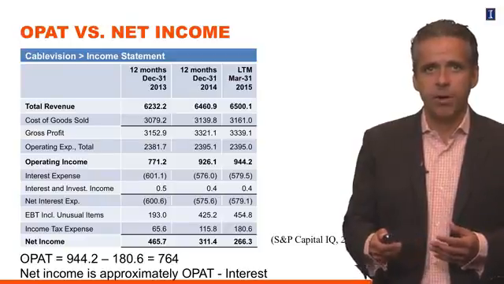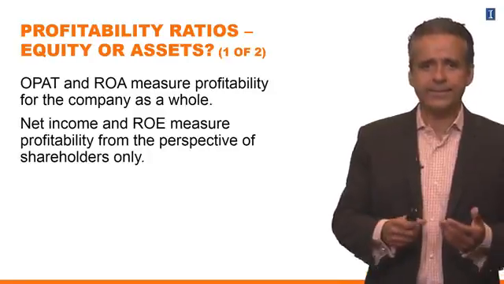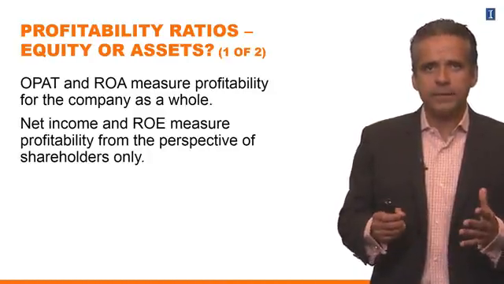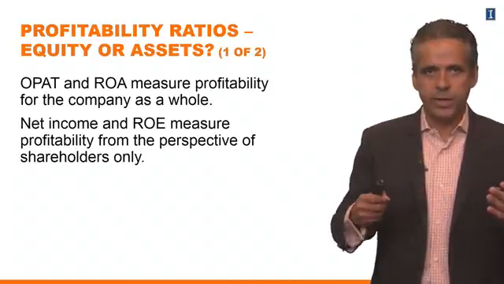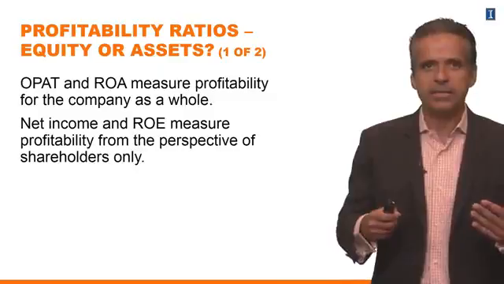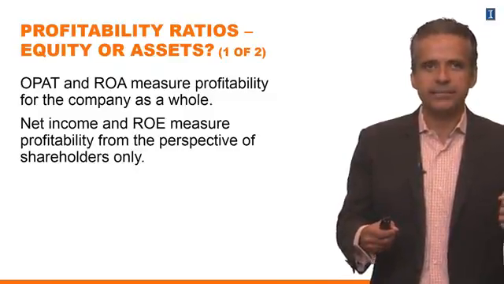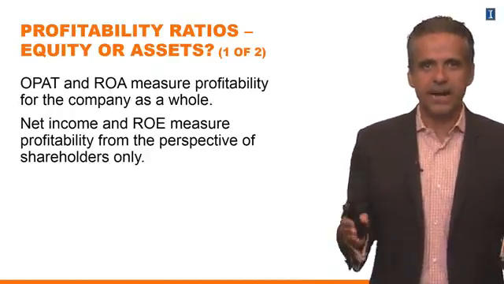Okay? So what's the right way to think about that? If you think about OPAT and ratios that are based off OPAT, like ROA, what you're going to be doing is measuring profitability for the company as a whole, right? So they are up there in the income statement. For Cablevision, for example, you're measuring the profit for the entire company.